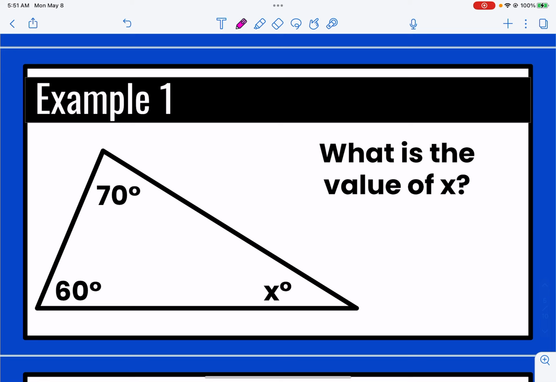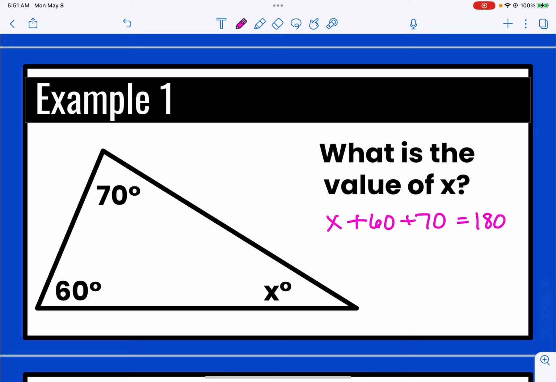So it says, what is the value of x? So we're trying to figure out, this is our missing information, this is what we want to know. And I know if I add them all up that it should equal 180 if I add up all my angles. So I'm just going to write a little equation. I'm going to say x plus 60 plus 70 is equal to 180. Now, for our purposes, it doesn't really matter which one is angle 1, which one is angle 2, and so forth.